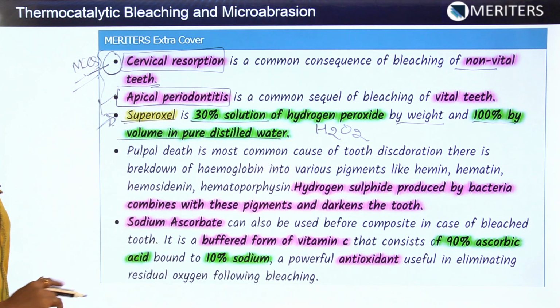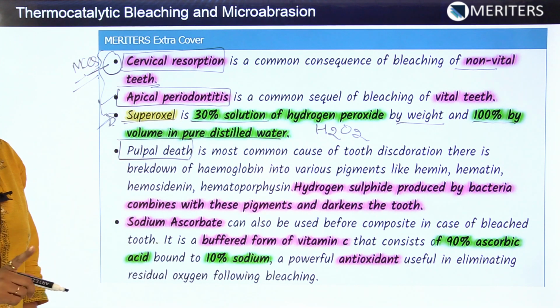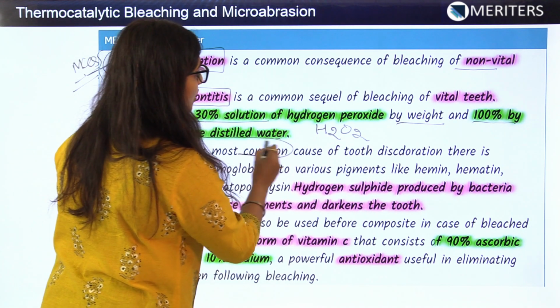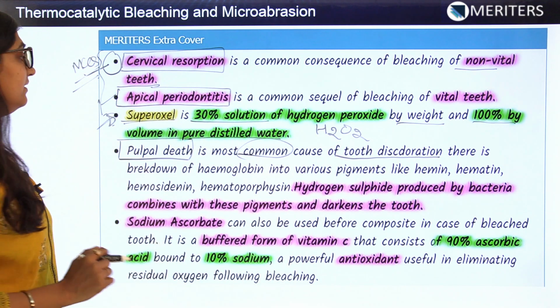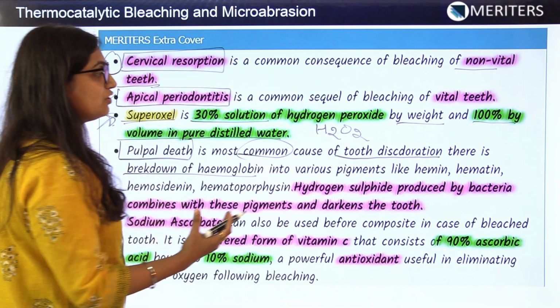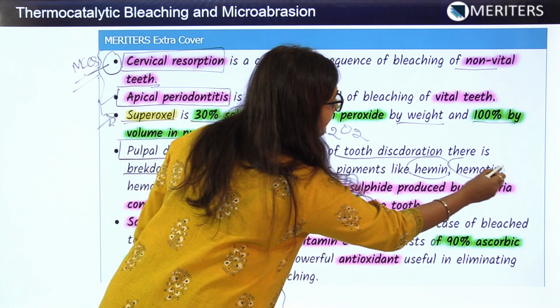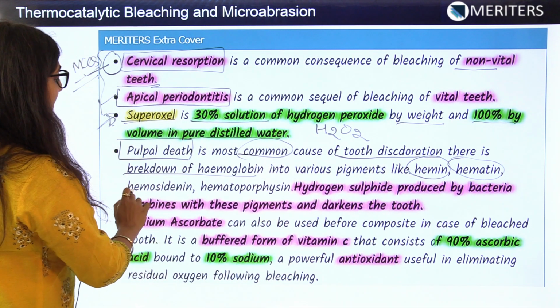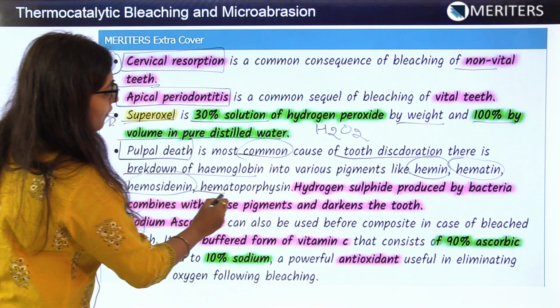Then the fourth point, which is about pulpal death. Pulpal death is considered the most important or most common cause of tooth discoloration. So what happens in pulpal death? There is breakdown of hemoglobin into various pigments which cause this discoloration. These are hemin, remember the names, hematin. So this hemoglobin is breaking down into hemin, hematin, hemosiderin, and hematoporphyrin.